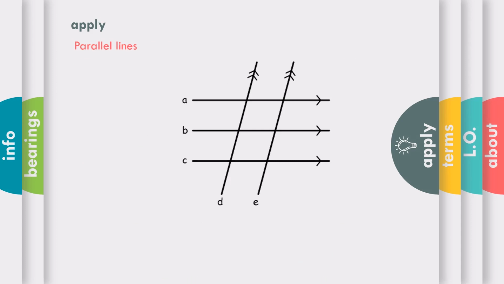Take a look at these parallel lines. Which lines are parallel? You can pause the video now to practice. A and B are parallel. A and C are also parallel. B and C are parallel. And finally, D and E are parallel.